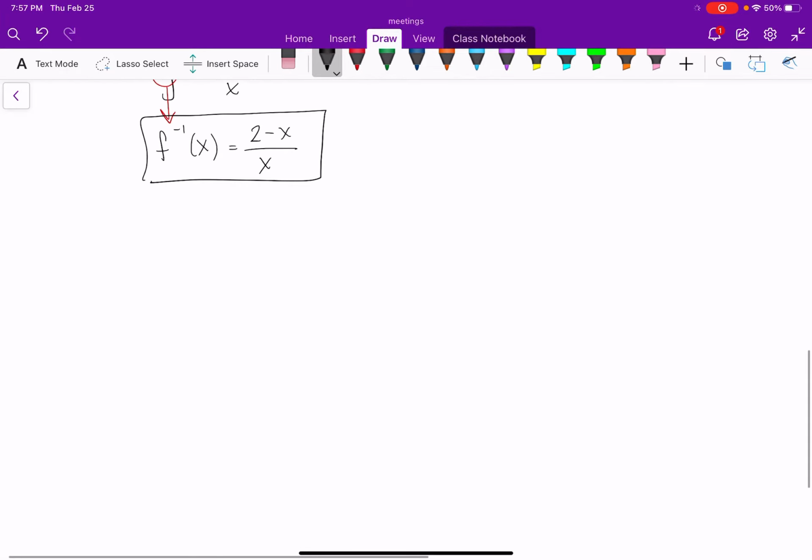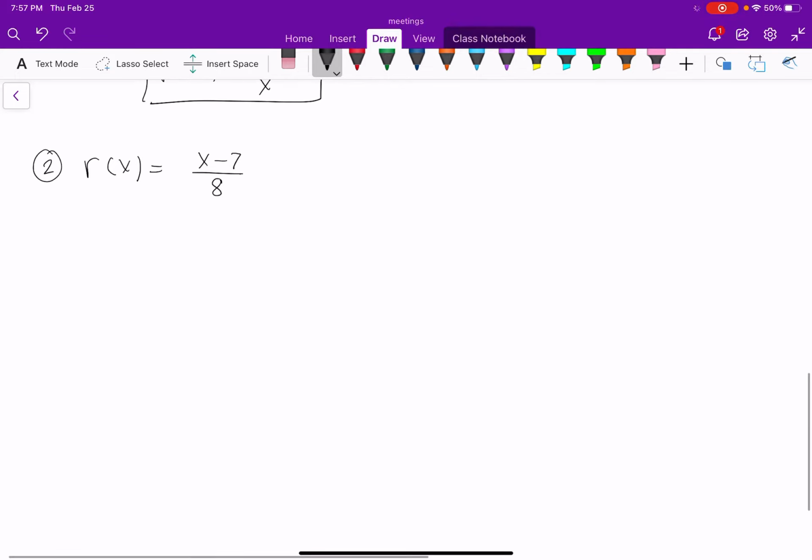All right, so let's do another example. So let's do r of x is equal to x minus 7 divided by 8. So again, starting off, replacing this r of x with y. So y equals x minus 7 over 8. Taking the x and y and just switching them around. So x equals y minus 7 over 8.